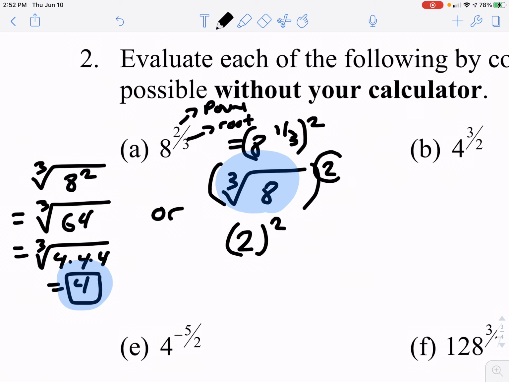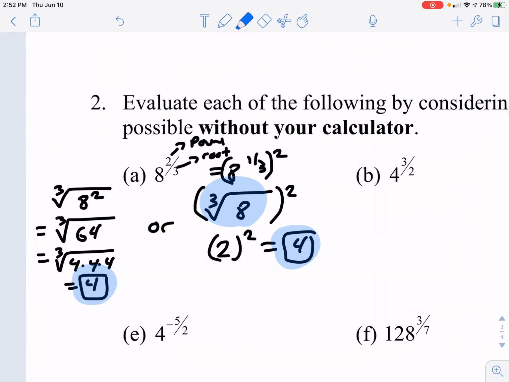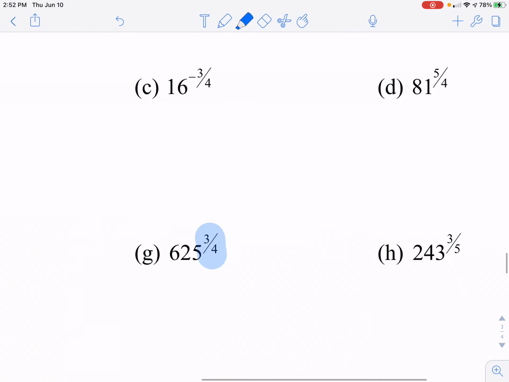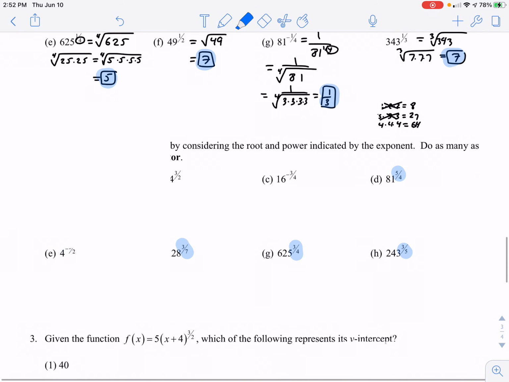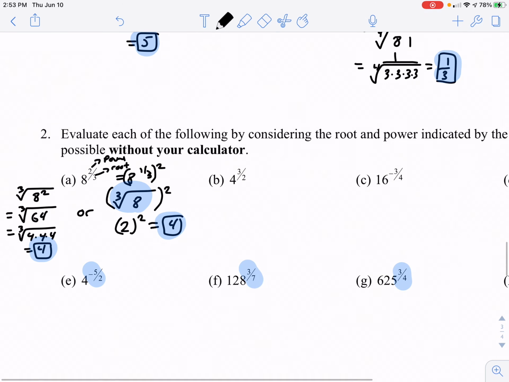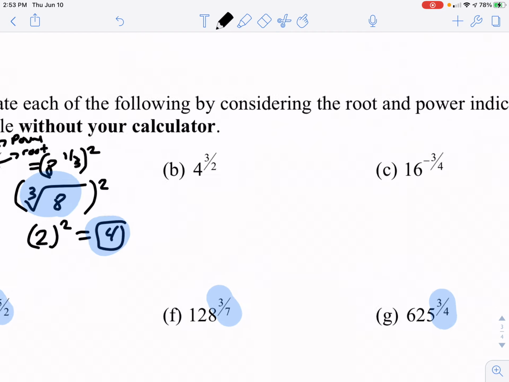And 2 raised to the second power is 4. I'm going to suggest it's probably going to be easier when you get larger fractional exponents, like you see here, here, here, and so on, that perhaps it might be easier to do the root inside the power. That might be a little easier only because sometimes it's a little more challenging to take the root of such a high number. So anyway, let's try it that way.